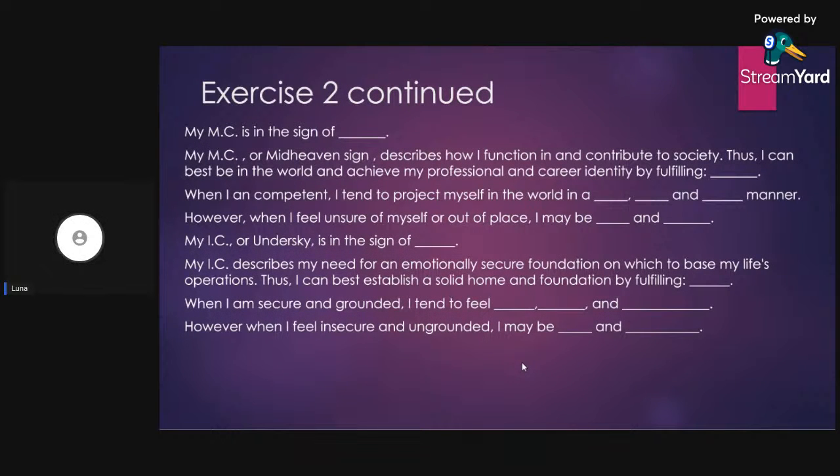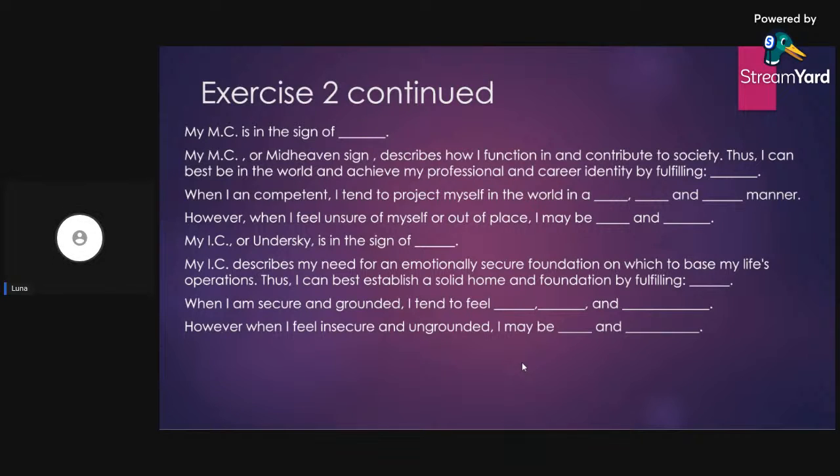My MC is in the sign of Capricorn. My MC describes how I function in and contribute to society. Thus, I can best be in the world and achieve my professional and career identity by fulfilling my need for structure, organization, and social accomplishment. When I am competent, I tend to project myself in the world in an efficient, reserved, and hardworking manner. However, when I feel unsure of myself or out of place, I may be obsessed with order and self-doubting.